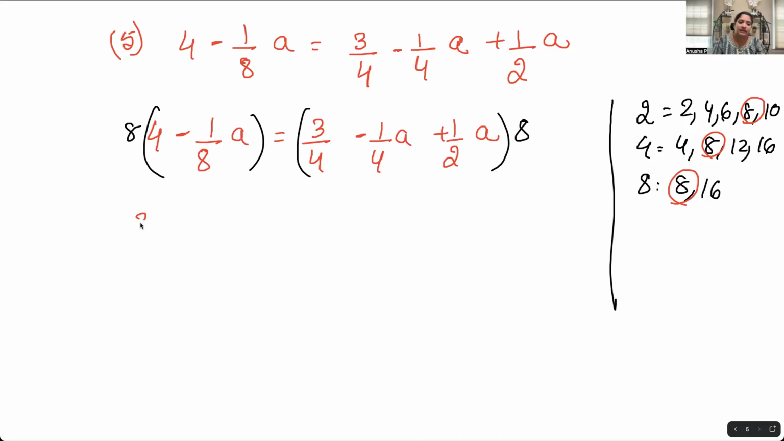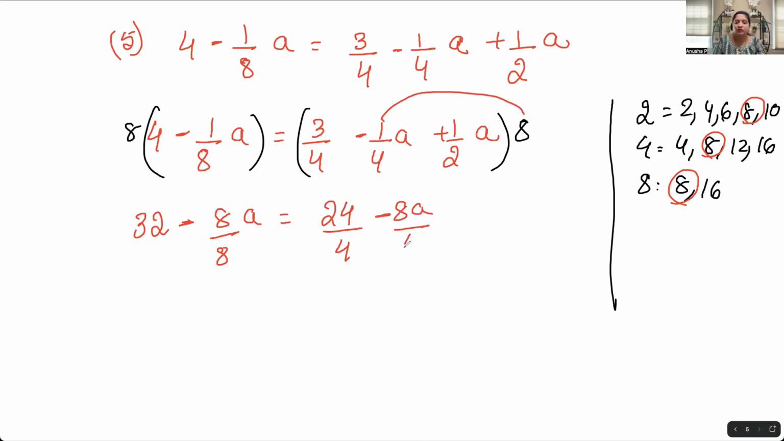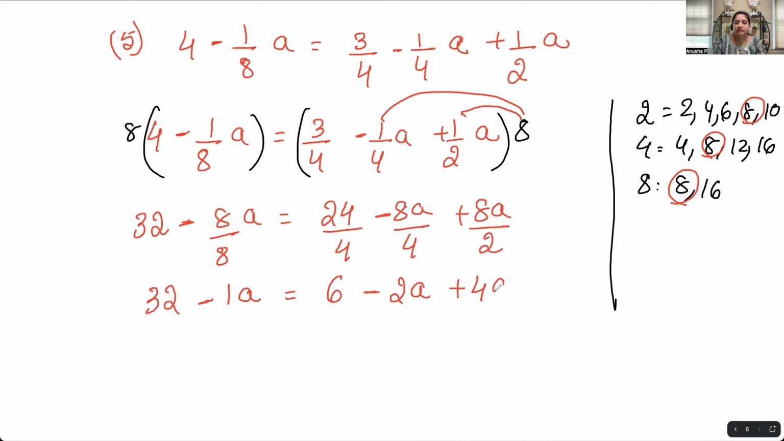8 times 4 is 32 minus 8 times 1 is 8 over 8. Again, 8 times 3 is 24 over 4 minus 8 times 1 is 8a over 4. And 8 times a is 8a divided by 2. 32 minus 8 divided by 8 is a, or we can write 1a. 24 divided by 4 is 6 minus 8 divided by 4 is 2a. 8 divided by 2 is 4a.